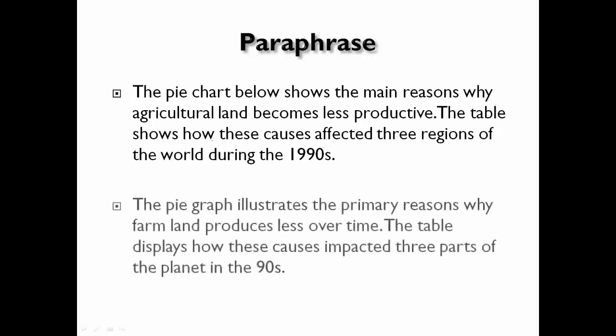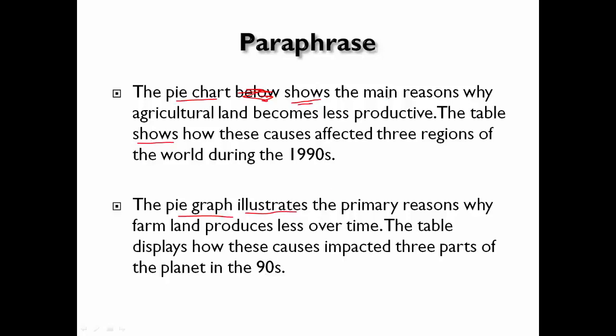So this is what I've done. The pie graph illustrates the primary reasons why farmland produces less over time. The table displays how these causes impacted 3 parts of the planet in the 90s. So pie chart, I've changed it to pie graph. This is gone. Shows, illustrates. So it normally says shows. So we can change shows with illustrates, or as I did in the last one, displays.